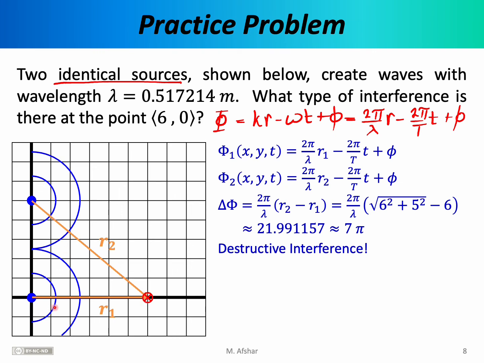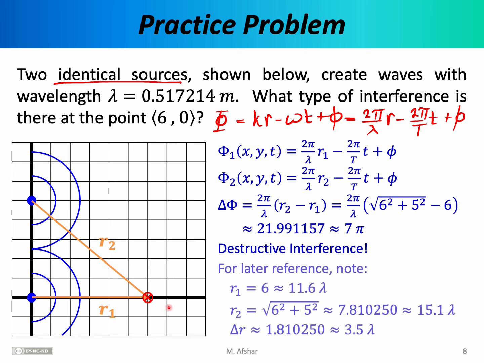If these are two audio speakers and you happen to be standing at this point, what you will hear is silence. For later reference, we should also note that R1, the distance from source 1 to the point of interest, is equal to 6, which just happens to be 11.6 times the wavelength. R2 happens to be 15.1 times the wavelength, and if you calculate the difference between the R's, you'll notice that it is approximately equal to 3.5 times the wavelength.